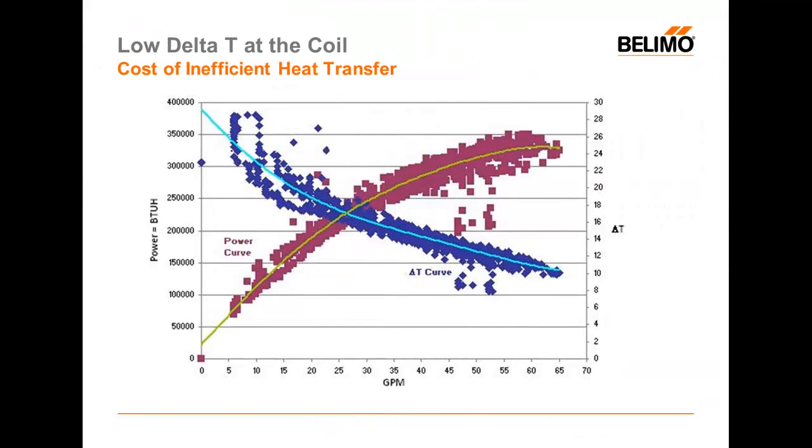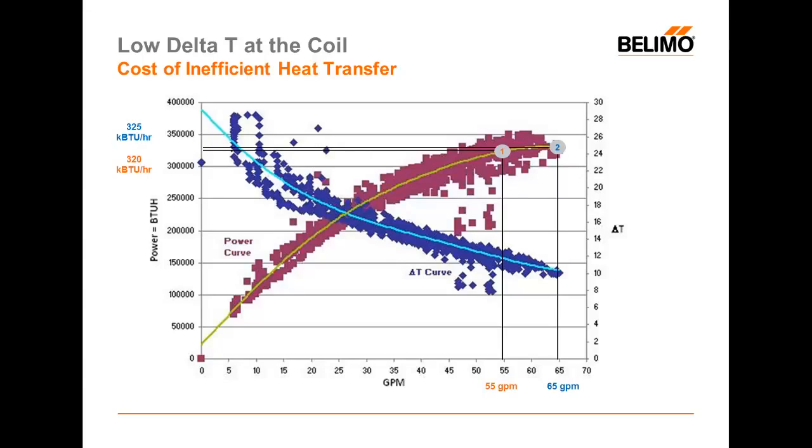Let's take a look at the cost associated with controlling at those 2 points. Assuming we have these 2 points here on which we could control this coil. Point 1 uses about 55 gallons a minute and achieves 320,000 BTU. Point 2 uses about 10 gallons a minute more and achieves about 5,000 more BTUH into this space. So you can see here we have a very small increase in BTU, while percentage-wise a fairly large increase in flow.